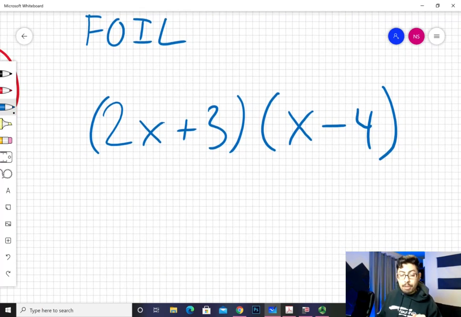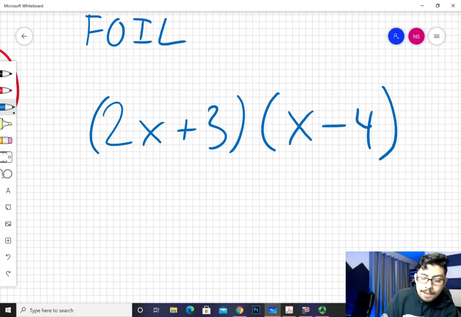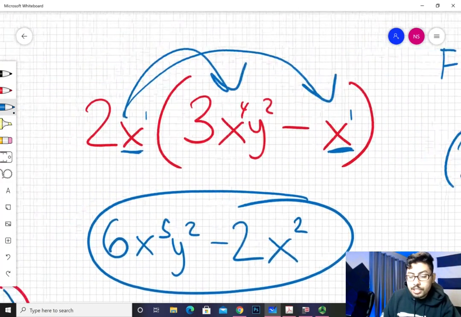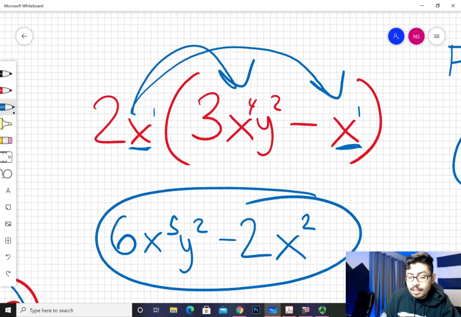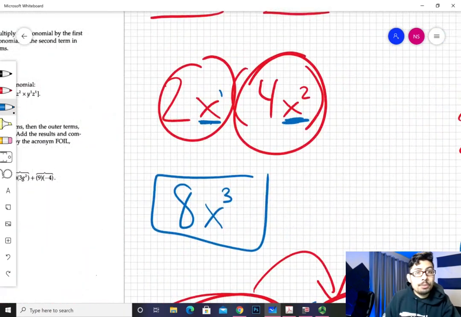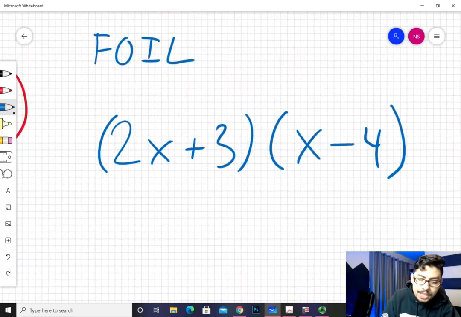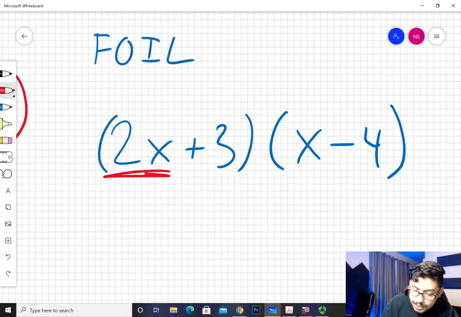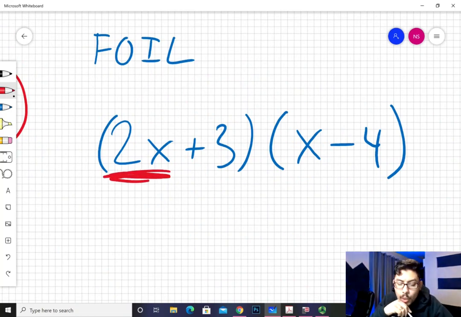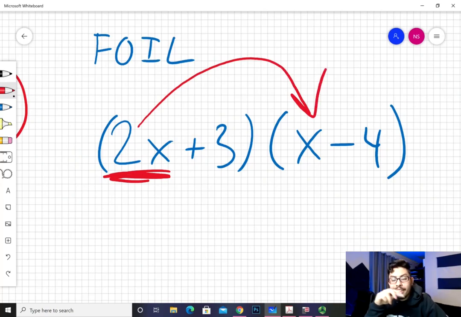How do we solve this type of problem? I'll explain why they call it FOIL, but I don't really want to think of the whole first, outer, inner, last. I want you to look at it like this. It is no different than what we just did prior, the distribution, and obviously that means it's no different from the very first thing we did, which is one polynomial times another polynomial. All we need to do, my friends, is get this first polynomial, the 2x, and multiply it with the other first term from that other parentheses.